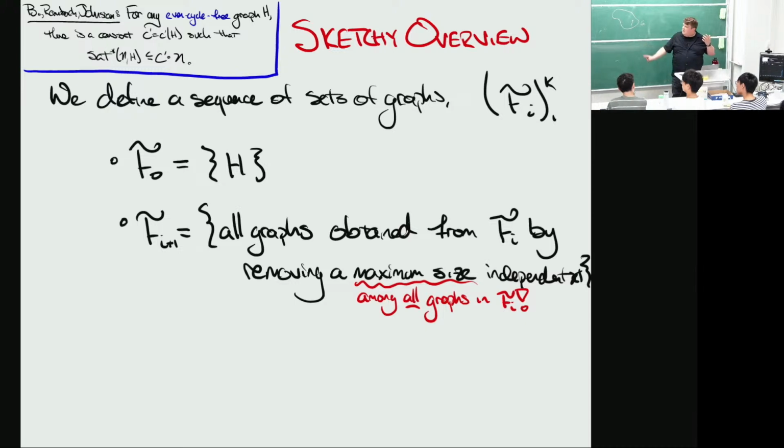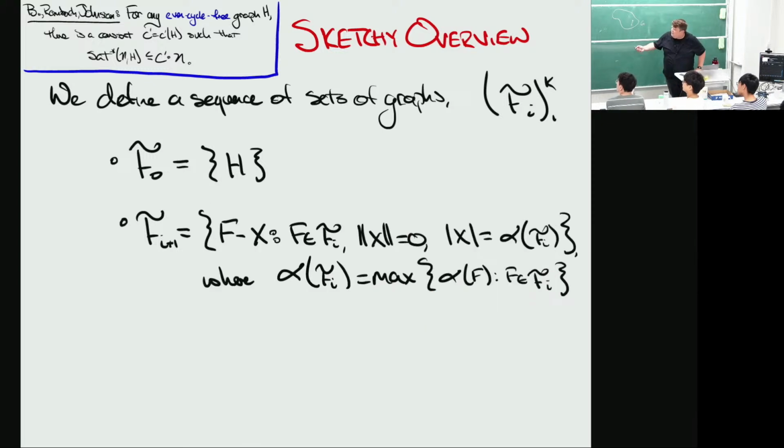And there's a slightly strange thing here, which is I have lots of graphs in Fi, and I need it to be a maximum size independent set, not just in the graph that it came from, but maximum size among all of the graphs in the previous family. So it may be that you can't remove a maximum size independent set from many of them, in which case they'll fall out. They'll disappear.